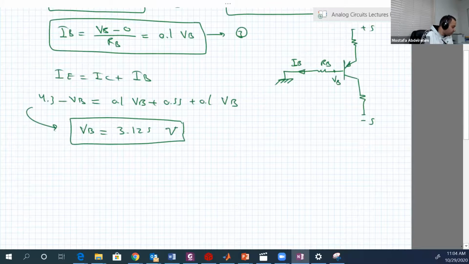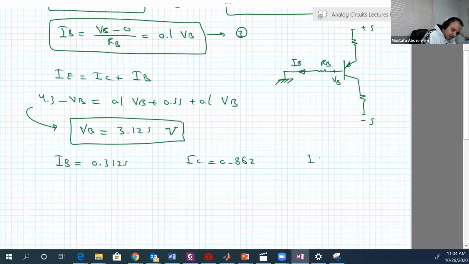Okay. So now we can calculate all the currents because all the currents are a function of VB. So first, IB is equal to 0.3125. IC is equal to 0.862, and IE, just because we did it, 175.